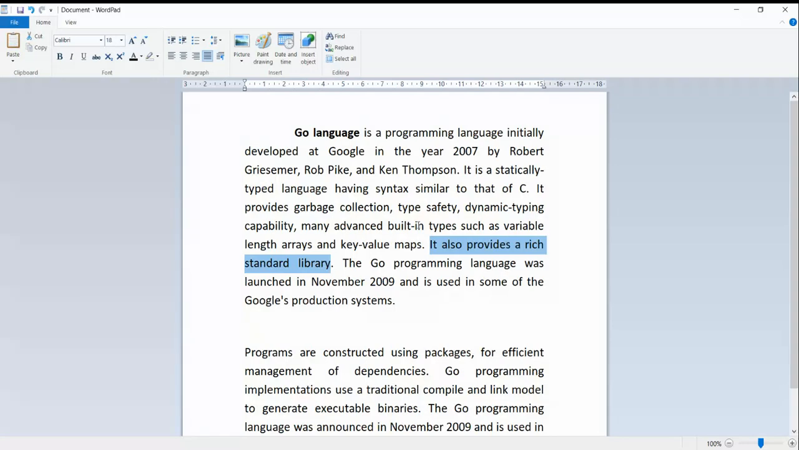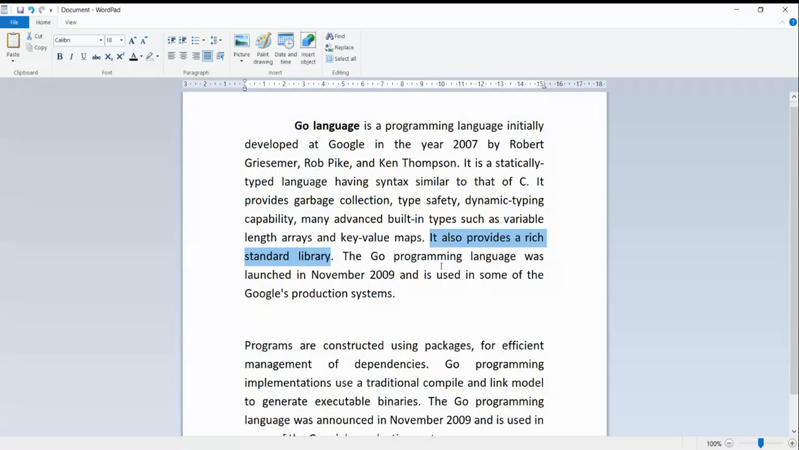So the Go programming language was launched in November 2009 and is used in some of the Google's production systems. Actually guys, kaning Go lang kay ginagamit na ni siya sa Netflix ug uban pa nga mga companies outside, nationwide or worldwide.